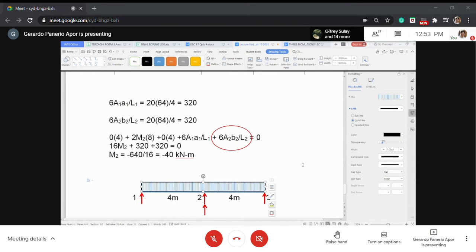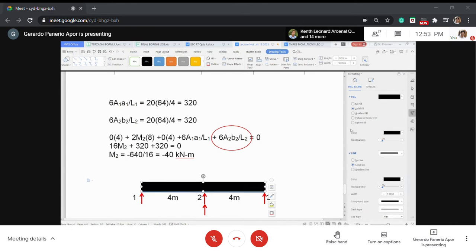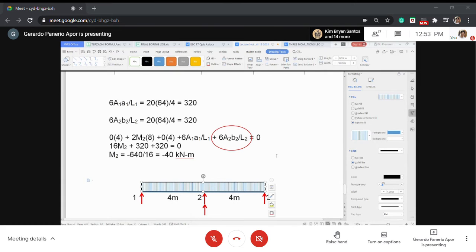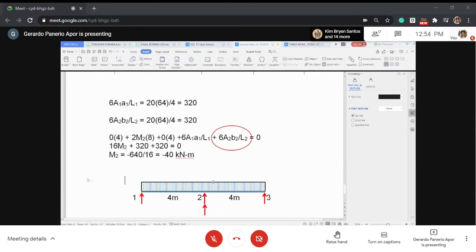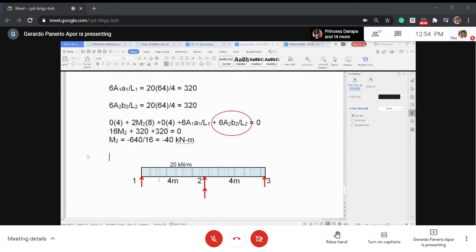Okay. Color. Okay. So this is 20, no? This is 20. 20. Okay. So, mga na siya, no? Okay. This is point 1. Point 2.